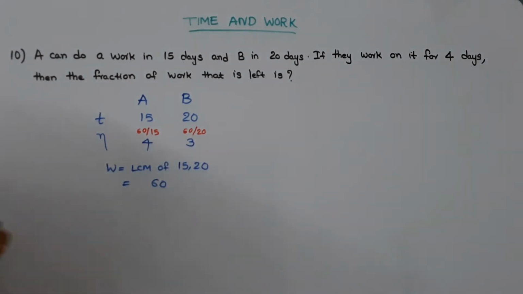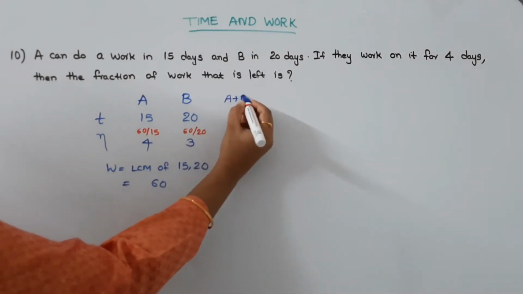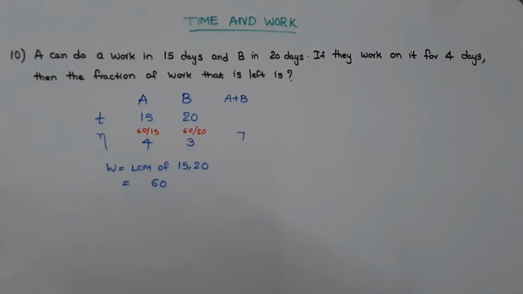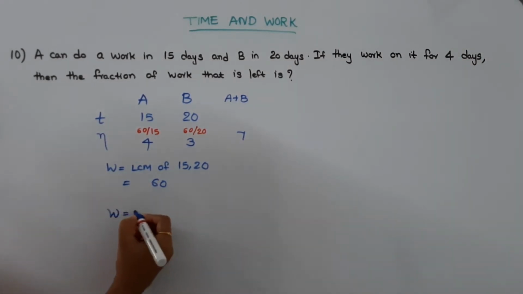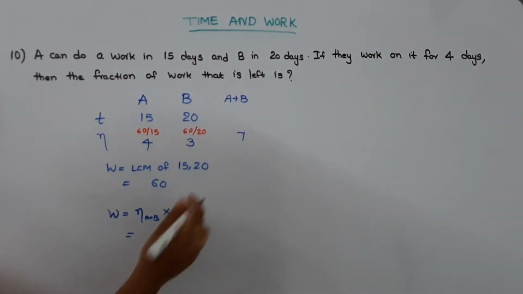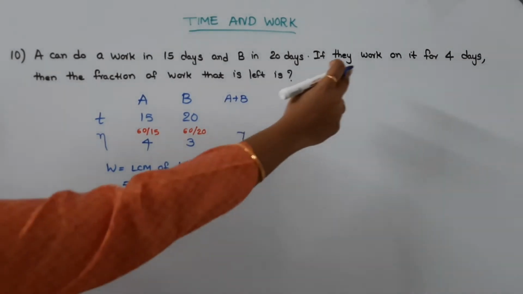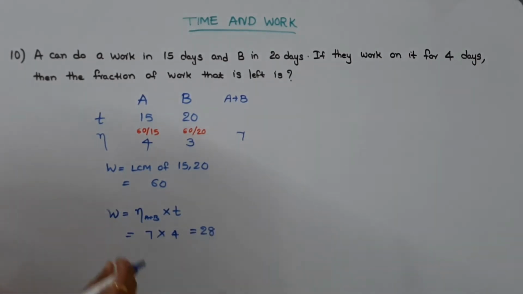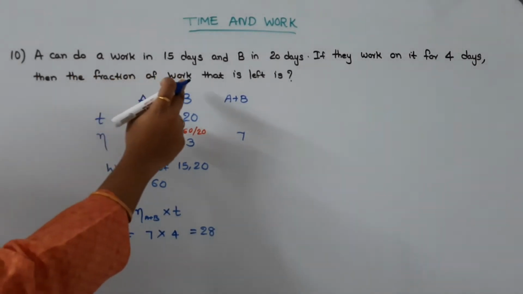Now what is the total efficiency of A and B together? Total efficiency of A and B together is 4 plus 3, that is 7. Now they are telling us that if they work on it for 4 days, which means A and B worked on it for 4 days. Now what is the work done? If they worked only for 4 days, work done will be equal to efficiency of A plus B into time taken. So efficiency of A plus B is 7. What is the time given? 4 days. They worked on it for 4 days. Hence the work will be equal to 28. Now they are asking us to find the fraction of work that is left.